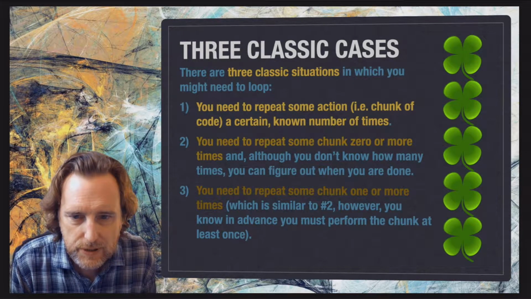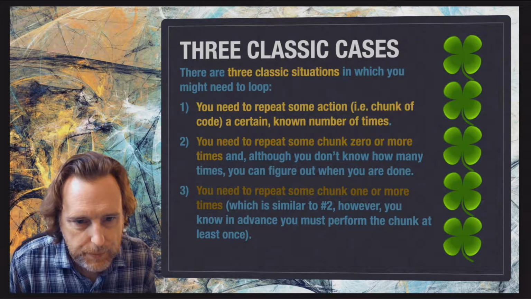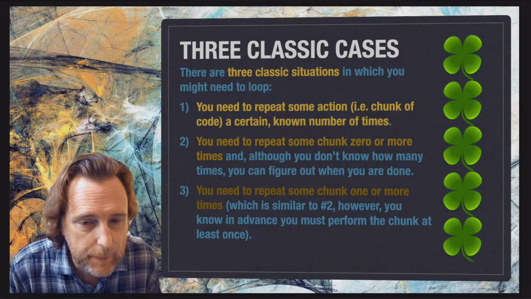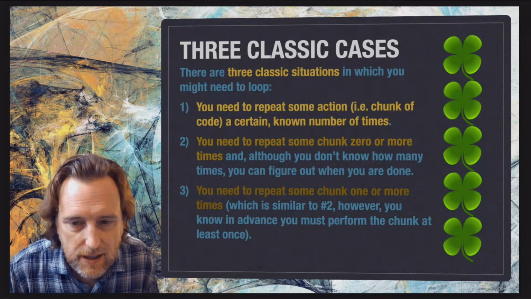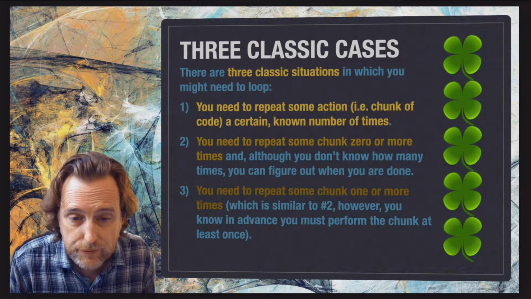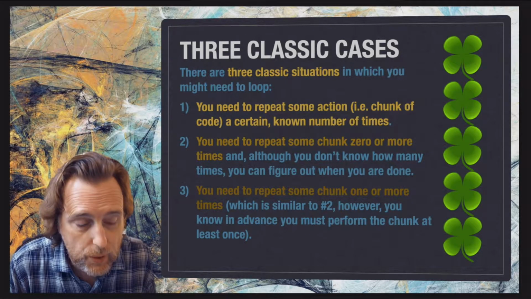Case number 2 is you need to repeat some chunk of code 0 or more times, but you don't know how many times. You can figure out how to programmatically decide that you're done repeating, but in advance of doing it, you don't know whether it's 4 or 8 or 200. You'll know it when it's done.